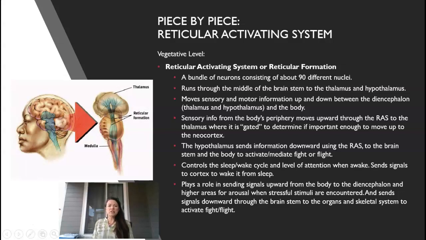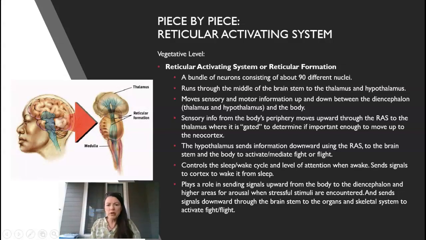The reticular activating system, or the reticular formation, is a bundle of neurons consisting of about 90 different nuclei. It runs through the middle of the brainstem to the thalamus and the hypothalamus. So it goes kind of up the brainstem to the midbrain. That's how it connects the body to the mind, moving sensory and motor information up and down between the thalamus and the hypothalamus, or the diencephalon, and the body. So it's moving information up from the body to those parts of the brain, and down from the brain and into the body.